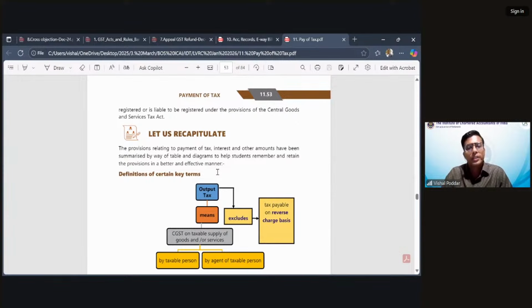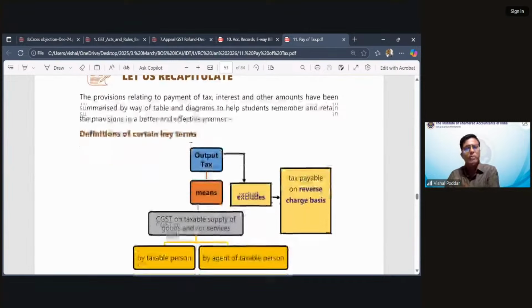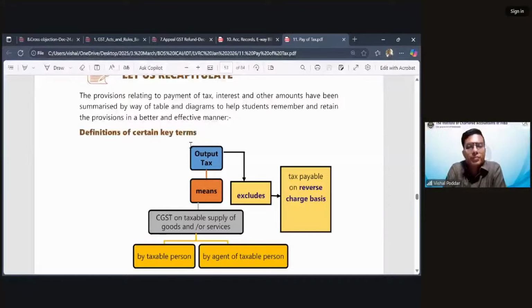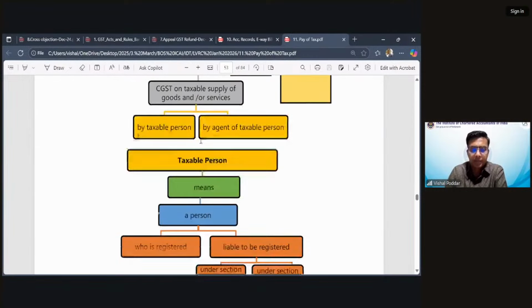Now we move on to the next chapter, which is the chapter dealing with payment of tax. What is this chapter all about? Whenever you have to make payment of tax, the question is, how is this payment made? This payment is made by using the various ledgers in the portal. The portal has various ledgers like the liability ledger, input tax credit ledger, and the cash ledger. Using these ledgers, the taxpayer is required to discharge the tax.